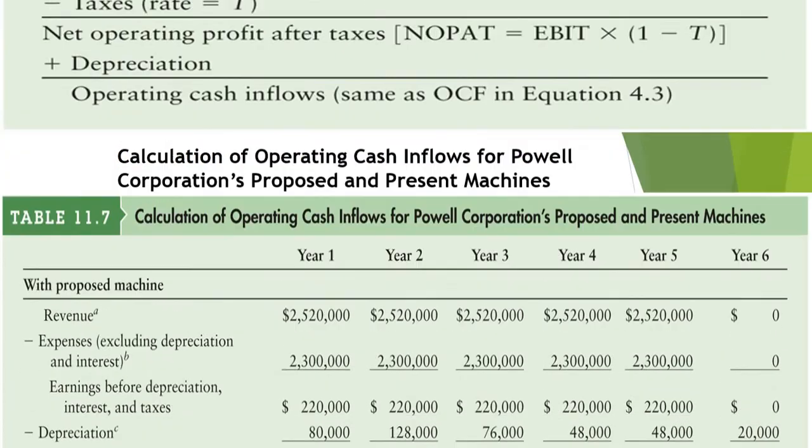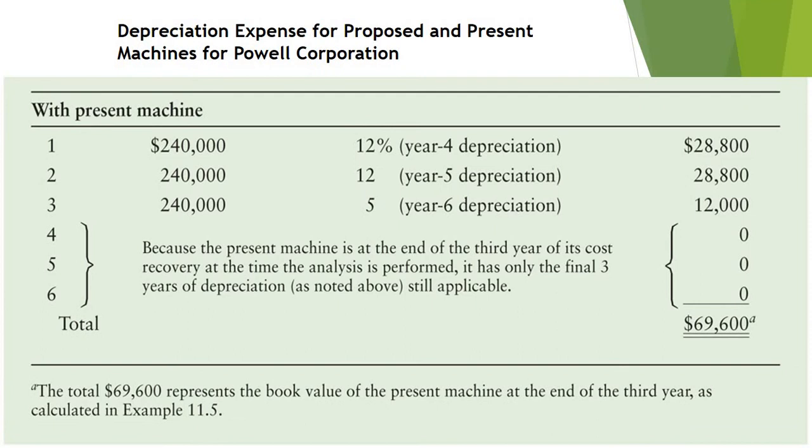So here is the calculation of depreciation for the present or old machine of Powell Corporation. The present machine was purchased 3 years ago, and the machine was depreciated under the MACRS 5 year recovery period. We know that if a machine is depreciated under the MACRS 5 year recovery period, there will be depreciation for 6 years. So here is the depreciation calculation for the final 3 years.